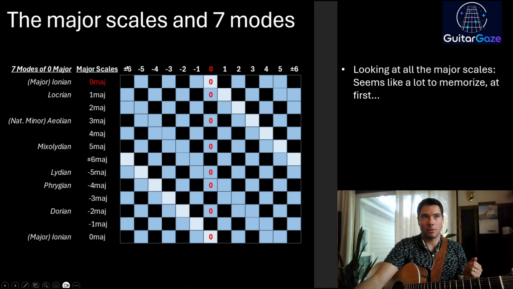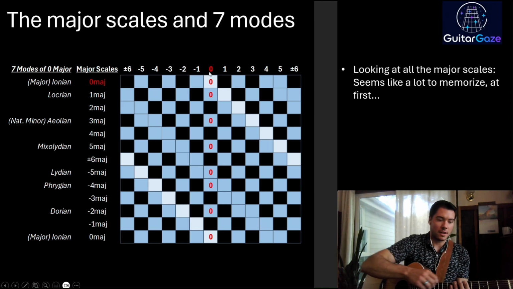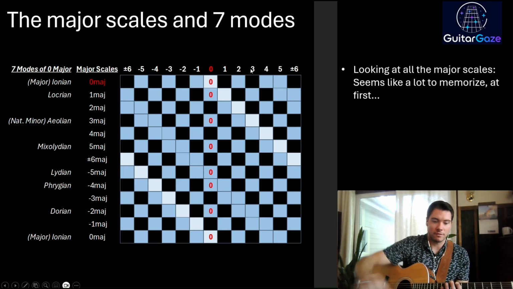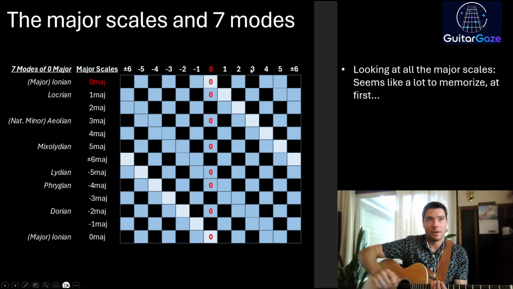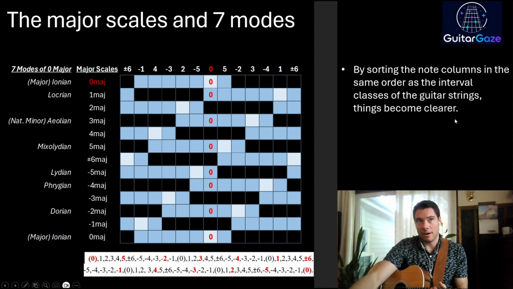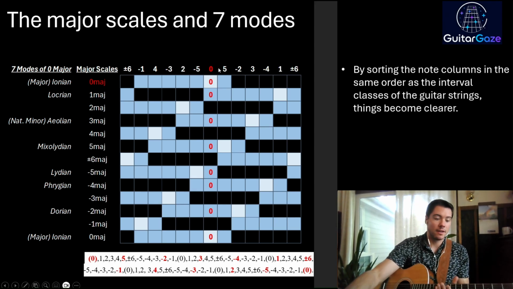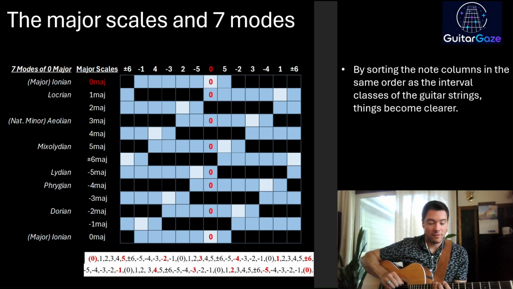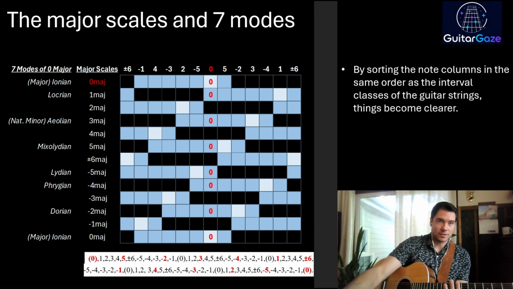Now notice the order of these columns. It's just as it would be if you go up a string from, let's say, B is your root note, and you go up 1, 2, 3, 4, 5, 1, 2, 3, 4, 5. Now, if we change the order of those columns so that instead of going up from 0, 1, 2, 3, 4, 5, it's as if you're going up the strings.